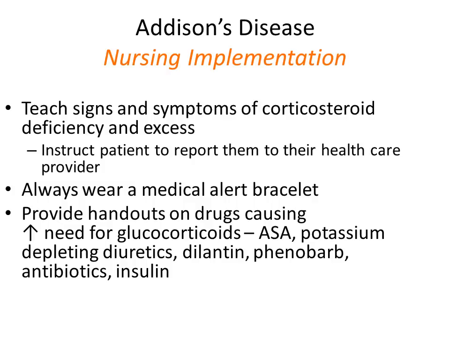When we are using drugs like aspirin, potassium-depleting diuretics, Dilantin, phenobarb, antibiotics, insulin, we've got to be careful. Suffice it to say, anything that is going to adjust sodium, anything that is going to adjust potassium or blood sugar is a risky drug when we're dealing with Addison's disease.